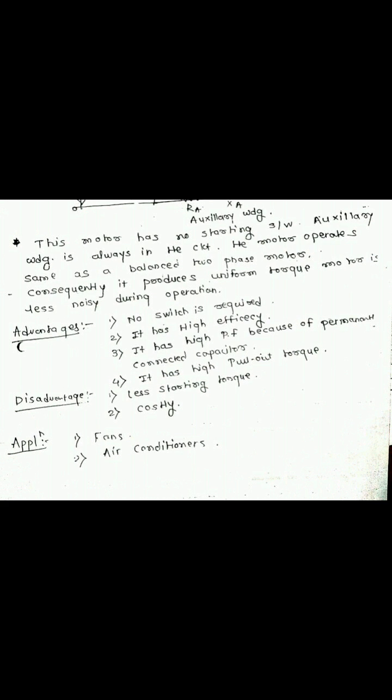In series with the auxiliary winding, one capacitor is connected. This capacitor is permanently available in the circuit. In comparison with other types of motor, no centrifugal switch is used here. That's why the auxiliary winding is always in operating condition, and that's why this motor produces a permanent split. Since there is no centrifugal switch and the capacitor and auxiliary winding are continuously in the circuit, this motor produces a less noisy operation.